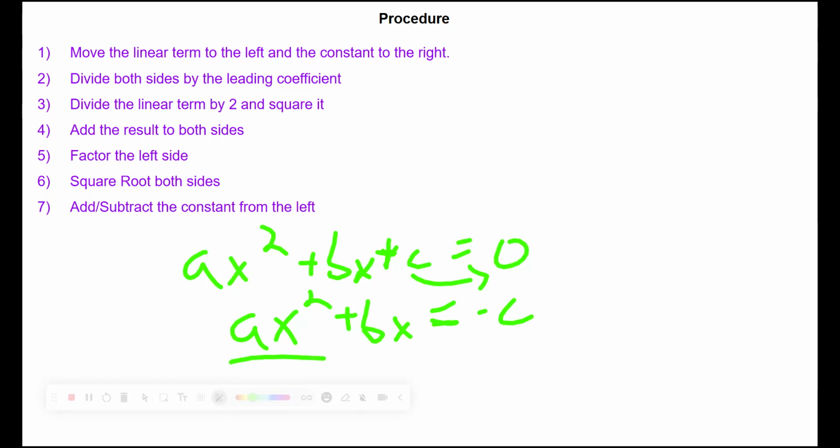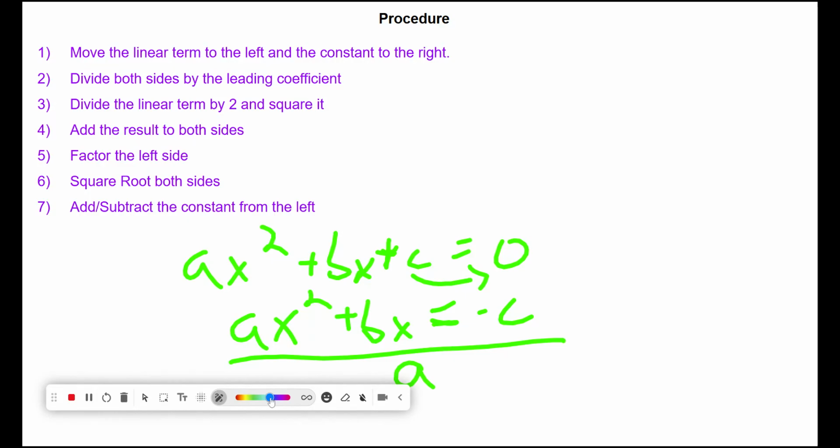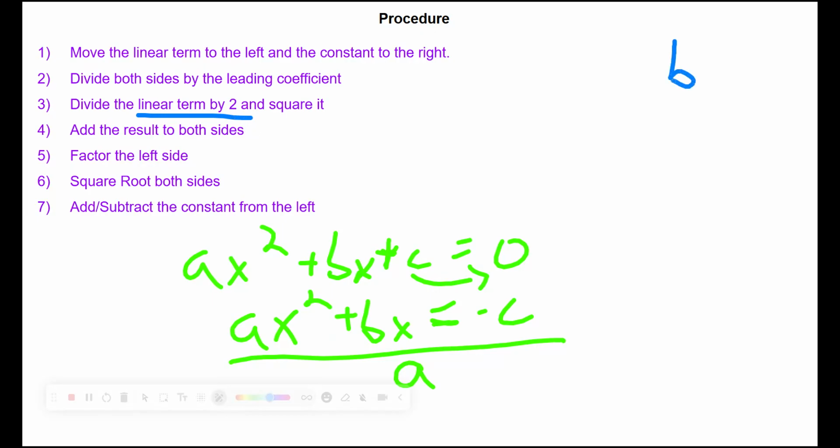Divide both sides by the leading coefficient. The second step would be to divide everything by a. If that's 1, we don't have to do anything. If it's another number, divide everything by a. Now, in a separate step, we're going to divide the linear term by 2. Our linear term is b, so we're going to divide that by 2, and we're going to square it.